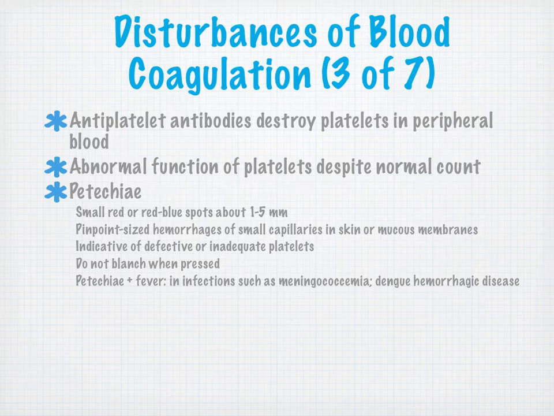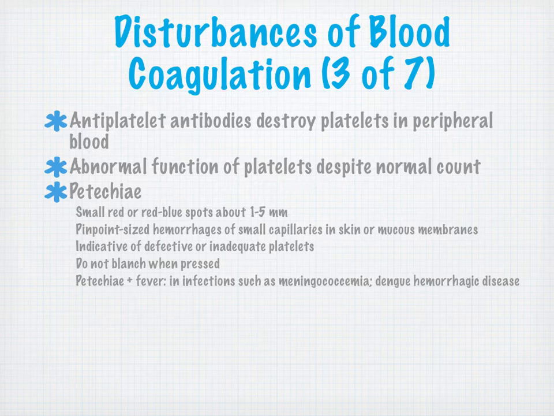Antiplatelet antibodies destroy platelets in peripheral blood, and abnormal function of platelets despite normal count could be a problem with clotting. So you got enough of them, but they're just simply not working. And we can see something on the skin called petechiae, and that's going to tell us that we might have a bleeding problem, or we might have a platelet problem. Those are small little red or blue spots, red to red-blue, and they're pinpoint-sized hemorrhages of small capillaries is what they are. And they're indicative of defective or inadequate platelets.